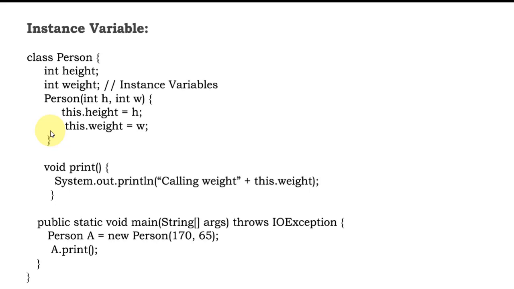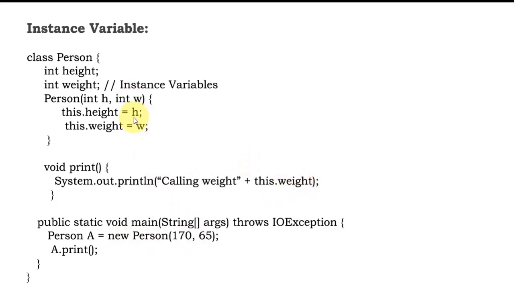Coming to the instance variable. An instance variable is a variable which is declared inside the body of a class but not within any methods. For example, here this is a method which belongs to a class. We will not be defining it at any method level or function level. Int height, int weight, these are the instance variables. We have already written one method called person, and I'm printing the value of the weight. Whatever I pass through this method, it will print the value of 65.